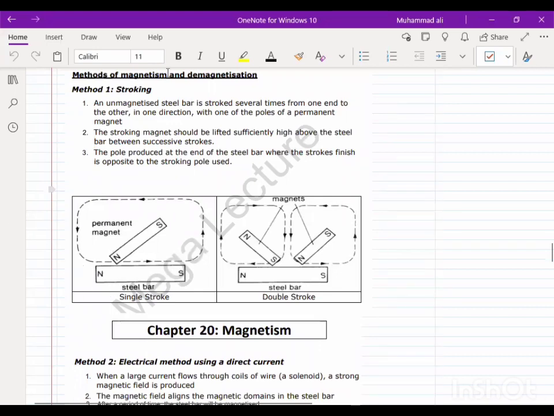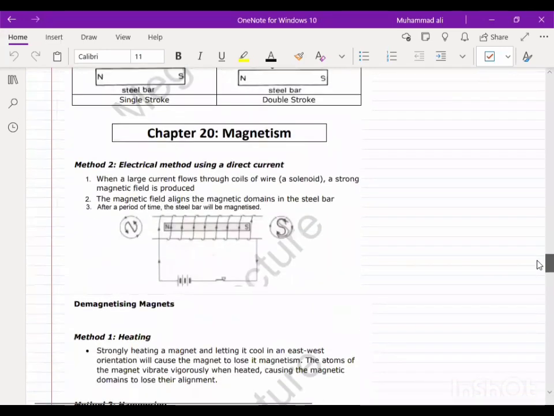An unmagnetized steel bar is stroked several times from one end to the other in one direction with one of the poles of a permanent magnet. The stroking magnet should be lifted sufficiently high above the steel bar between successive strokes. The pole produced at the end of the steel bar where the strokes finish is opposite to the stroking pole used. Okay?